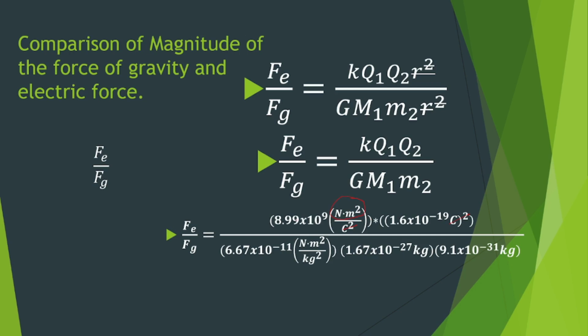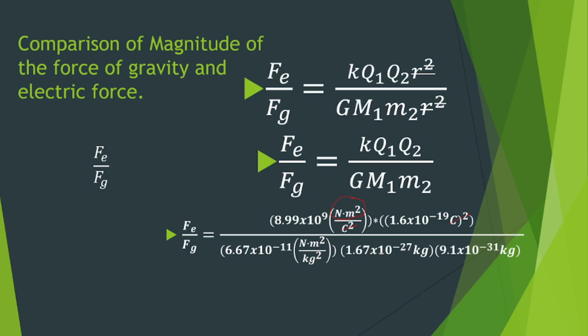Alright, so what we're gonna do right now is multiply 8.99 times 10 to the 9 times 1.6 times 10 to the 19 raised to the power of 2. Alright, so you just have to make sure that you execute the exponent first before the multiplication. Alright, so here in the denominator, value of G is 6.67 times 10 to the negative 11 Newton meter squared all over kilogram squared.